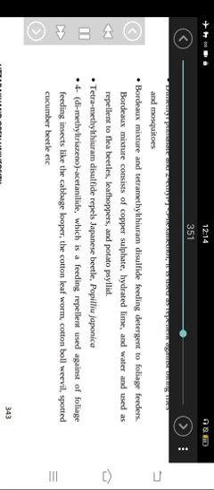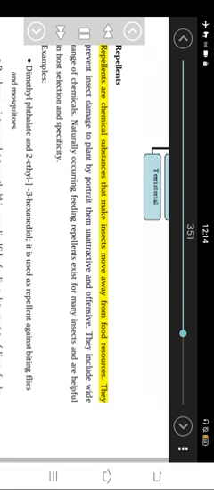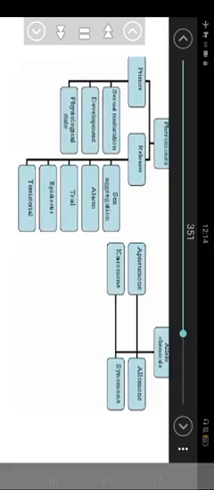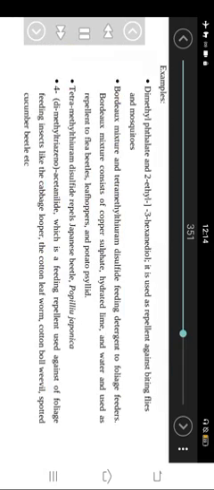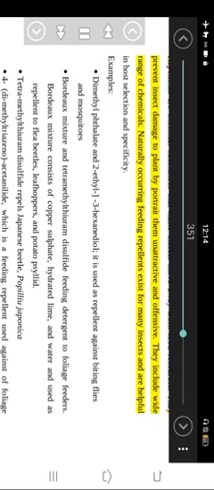Repellents. Repellents are chemical substances that make insects move away from food resources. They prevent insect damage to plants by rendering them unattractive and offensive. They include a wide range of chemicals. Naturally occurring feeding repellents exist for many insects and are helpful in host selection and specificity. Examples: dimethyl phthalate and 2-ethyl-1,3-hexanediol.